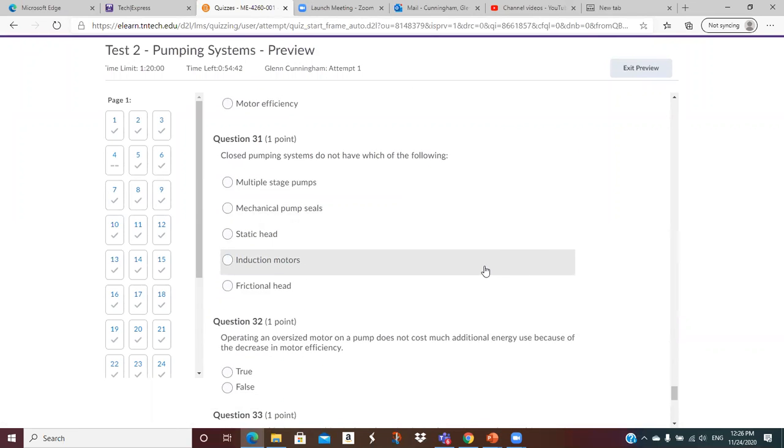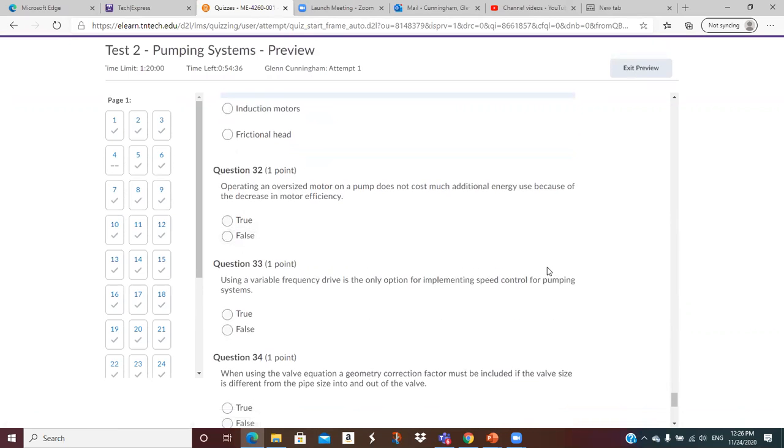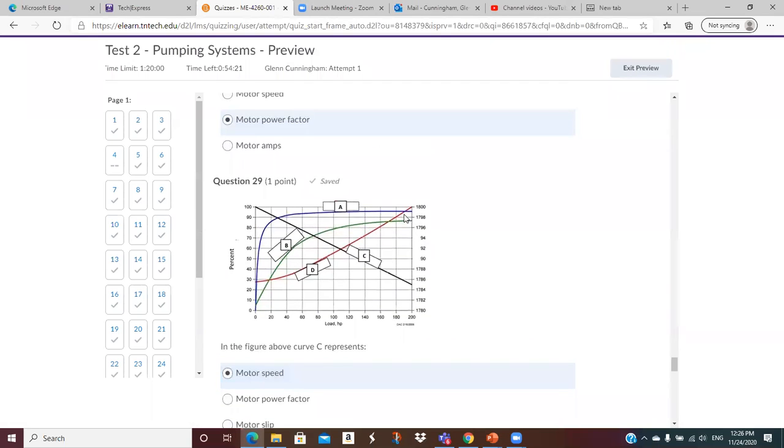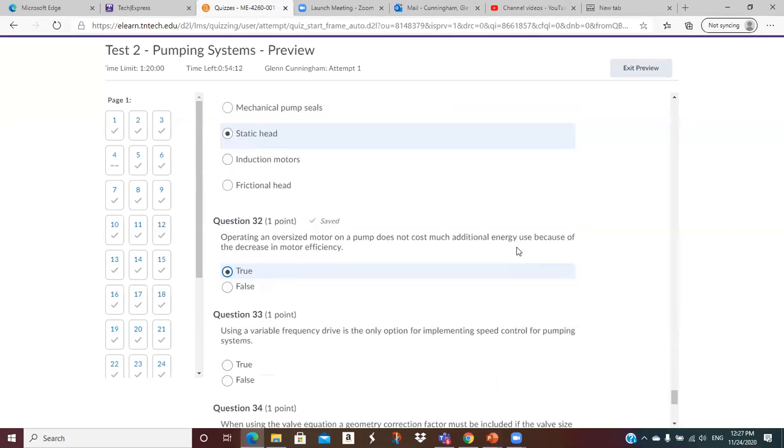Closed pumping systems do not have which of the following? They don't have any static head. Operating an oversized motor on a pump does not cost much additional energy because of the decrease in motor efficiency. That's true. You have to go way, way down before the efficiency drops. You can see that on those curves. The efficiency gets clear down to here before it even gets down to 90. So it doesn't fall very quickly.